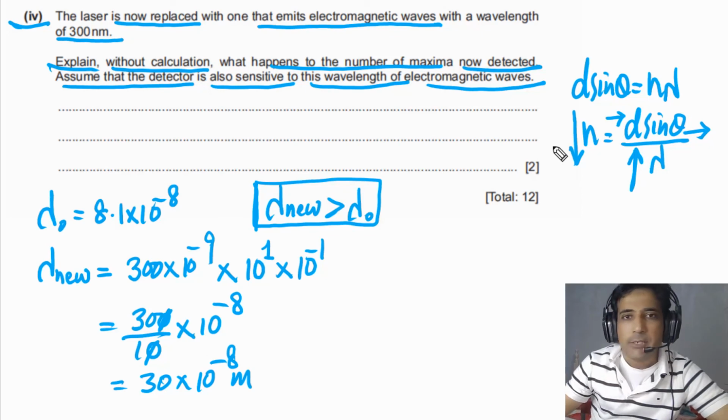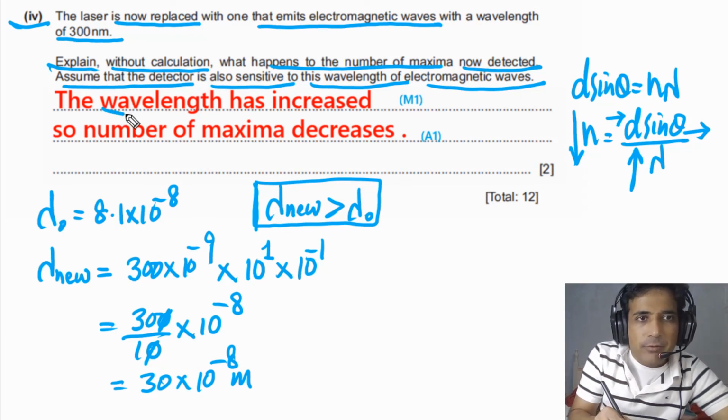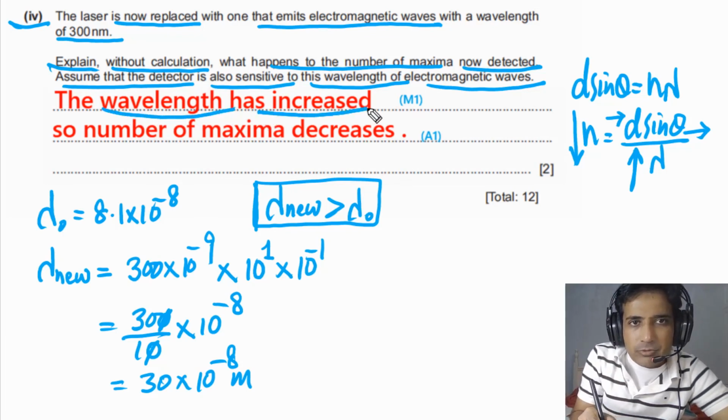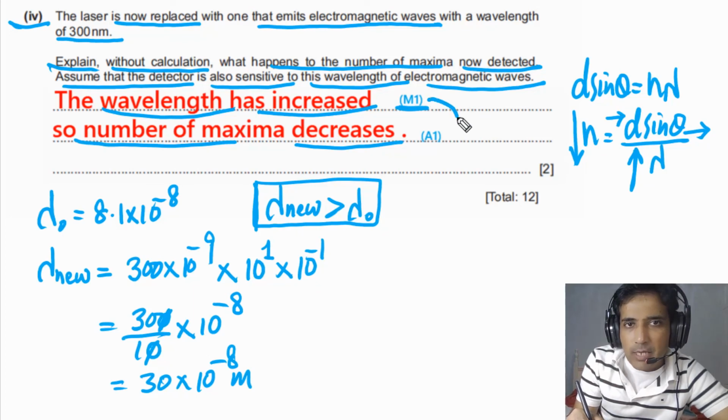And this question has 2 marks. Let me show you how you can write down your answer. If you have written lambda has increased, you will get 1 mark, and that is the M mark. Then if you have written the number of maxima decreases, you will get the second mark, and that is the A mark. But if you have written the number of maxima decreases, but you haven't explained that lambda has increased, you will not get the A mark, because you need to get first of all the M mark, then you can get the A mark.